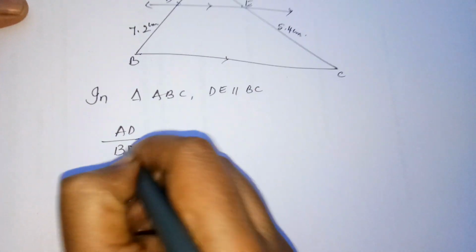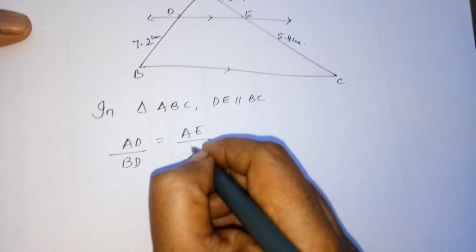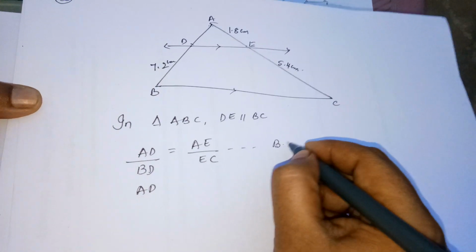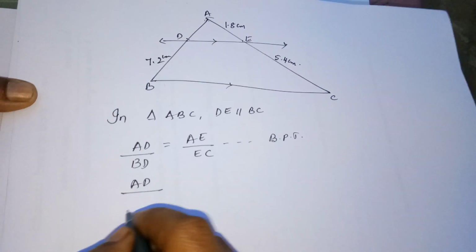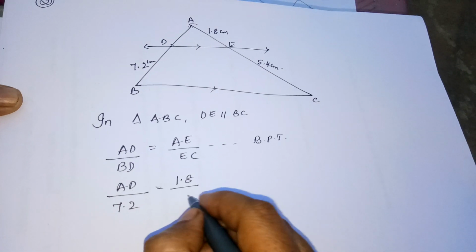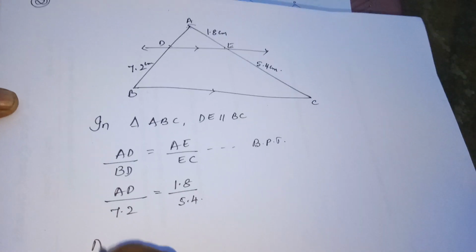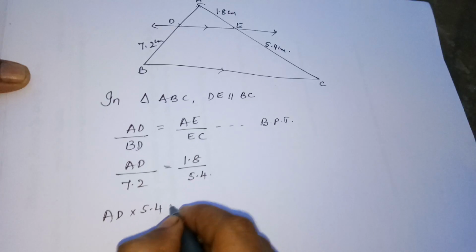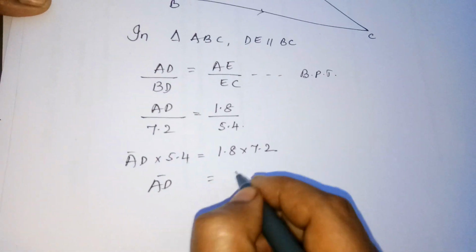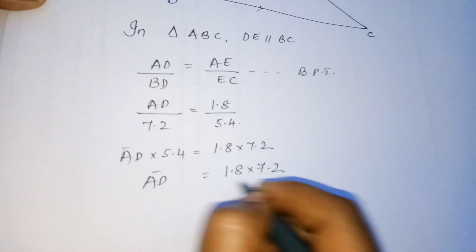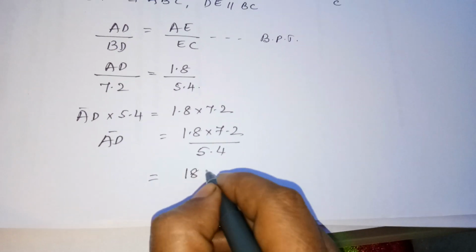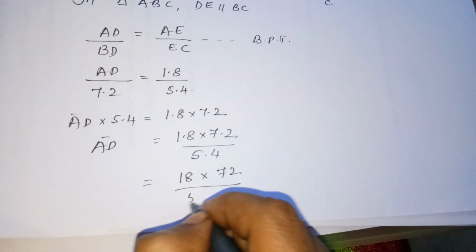AD by BD is equal to AE by EC. AD is unknown. Reason is basic proportionality theorem. BD is 7.2, AE is 1.8 and EC is 5.4. We shall cross multiply. AD into 5.4 is equal to 1.8 into 7.2. Therefore, AD is equal to 1.8 into 7.2 divided by 5.4. So 18 into 72 divided by 54 I'll write.